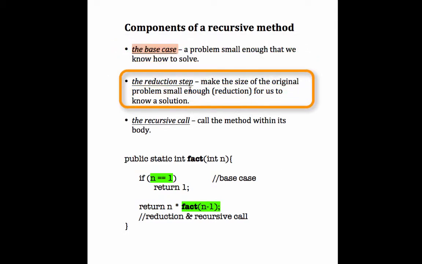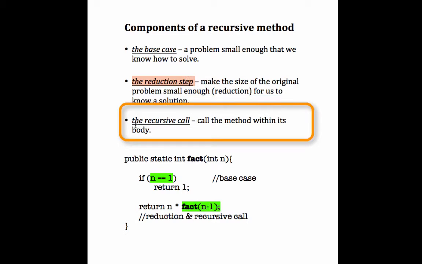Now, reduction step means that I'm going to make the problem smaller and smaller so that I can get to my base case. How do we make the problem smaller and smaller in this particular case? Simply by subtracting, n minus 1. That's what the reduction step is. Now, most of the time, the reduction step is part of the recursive call. The recursive call means that within the body of the method, which is what I have highlighted, I have to call the method itself, so it makes it recursive. So here I'm calling factorial, and I'm reducing the size of the problem because I'm subtracting 1 at a time.